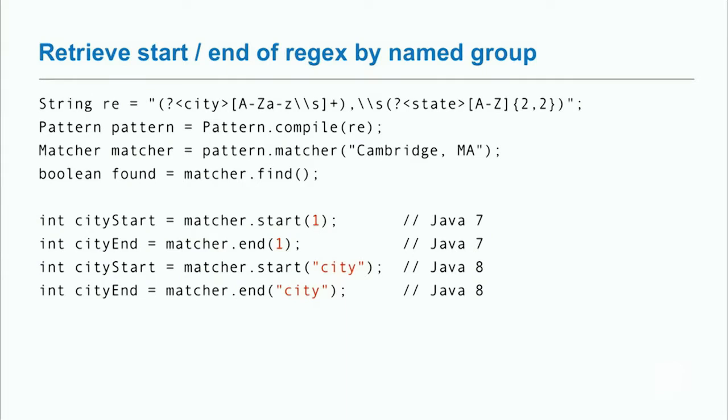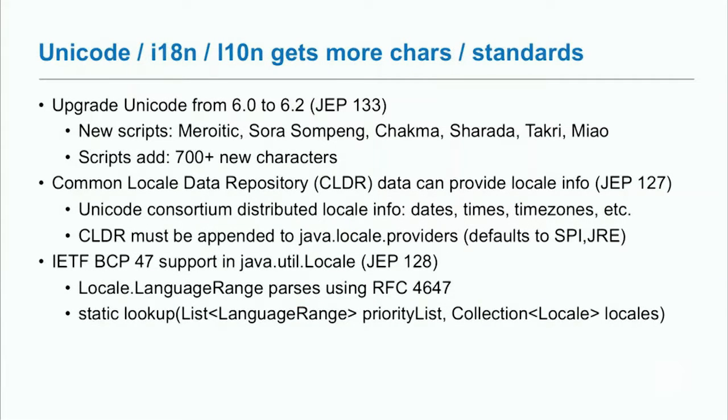Another little feature that's been added: if you happen to use named groups within your regular expressions, you can now retrieve the start and end using the name of that group instead of using the indexing. For those who do internationalization and localization, there are a lot of new characters and scripts available as of Java 8. Functionality for importing locales can be specified just by the Java runtime environment, or if you want to use locale information imported from the Unicode consortium, their Common Locale Data Repository formats are now supported by Java 8.